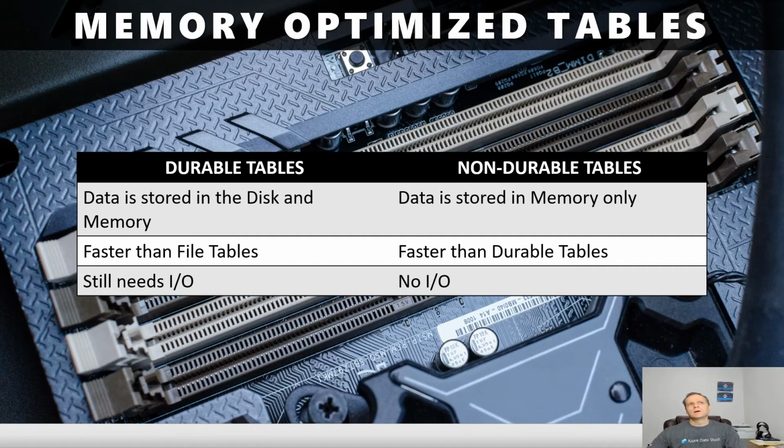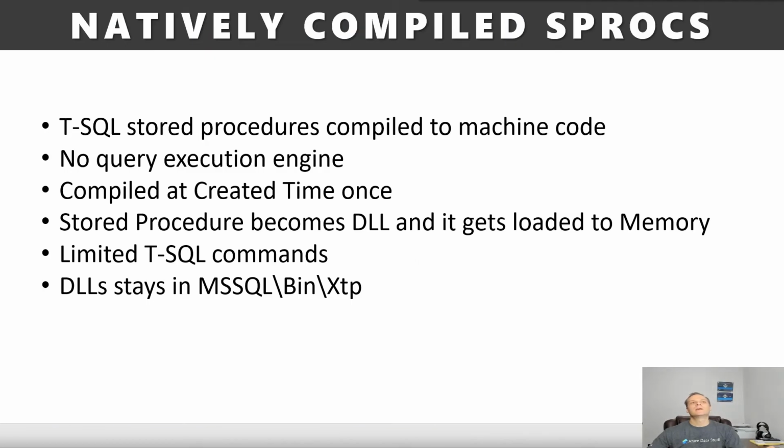Non-durable tables are very interesting. The data actually stays in memory only, and it doesn't even touch the disk. That makes them even faster than durable tables. And since we don't need any file system, you might ask, what's going to happen to the data when SQL Server goes down? Well, you lose it. And you might say, then why do I need a table like that? My first answer for you will be caching the data. And caching the data can be really important for devs, and it can make things really, really fast.